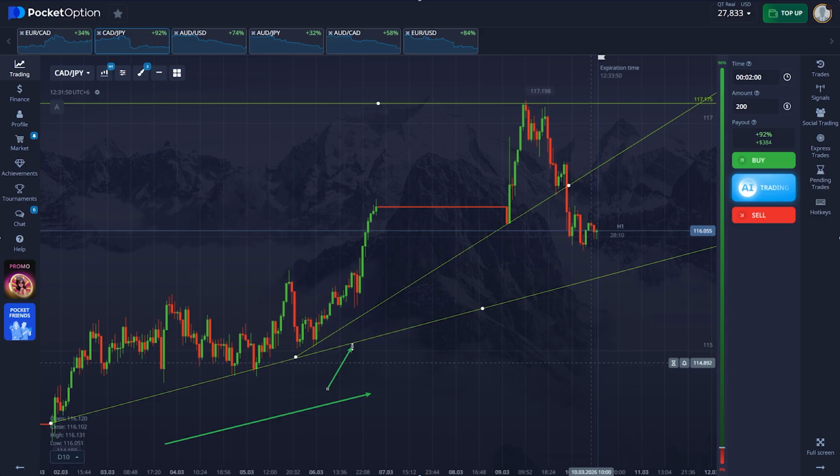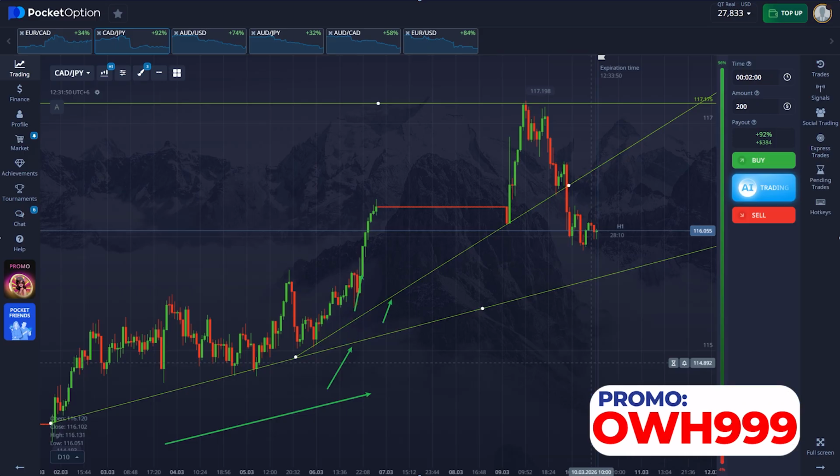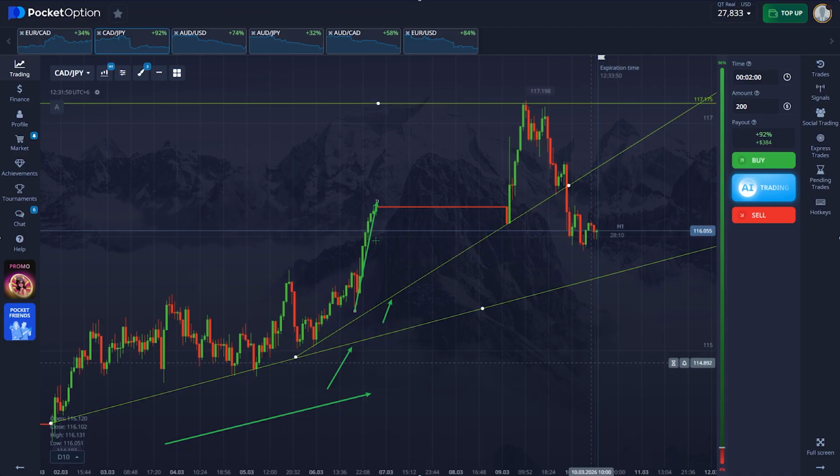To make the structure clearer, I've drawn two trend lines. The first line is the main trend support, which shows the direction of the trend. The second line runs slightly above it and shows the acceleration of the movement. In other words, this is the moment when the trend begins to accelerate sharply. As long as the price remains above these lines, the uptrend is still intact.